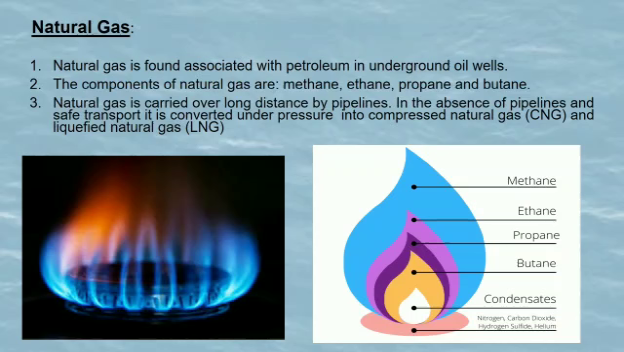Natural gas. Natural gas is an important fossil fuel. It is found associated with petroleum in underground oil wells and in some places as natural gas alone. The main component of natural gas is methane, while ethane, propane and butane are present in small proportions. Natural gas is formed from the remains of organisms buried deep underground and subjected to high pressure. This fuel can be carried over a long distance by means of a gas pipeline. But in the absence of a network of pipelines, it is transformed under high pressure into compressed natural gas and liquefied natural gas. This makes it possible to transport the gas.